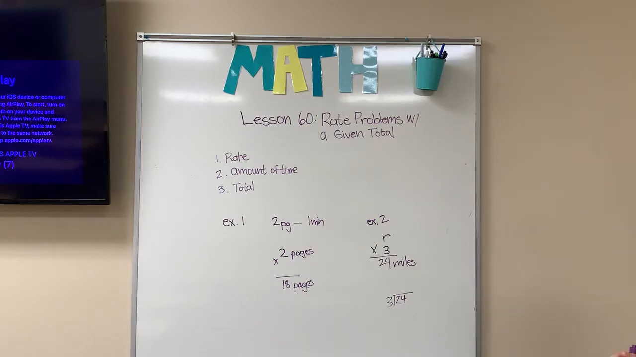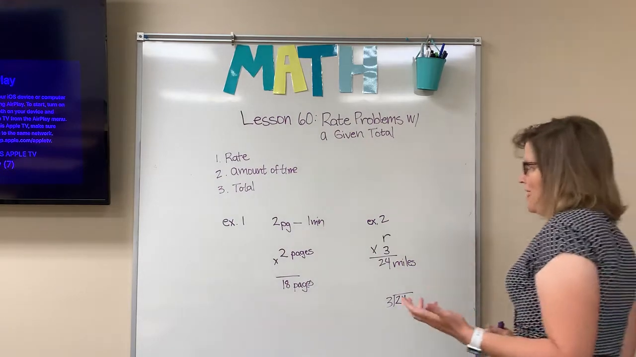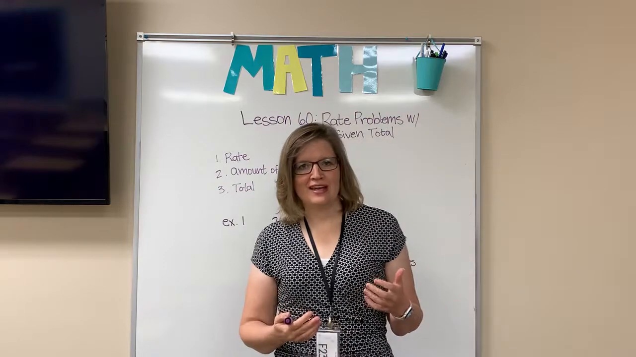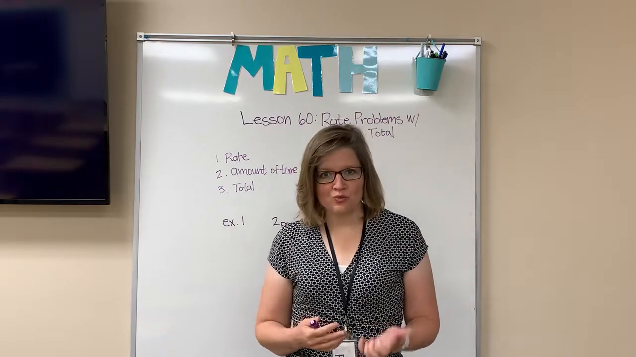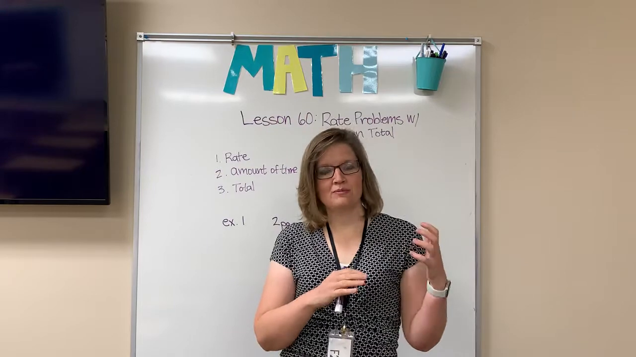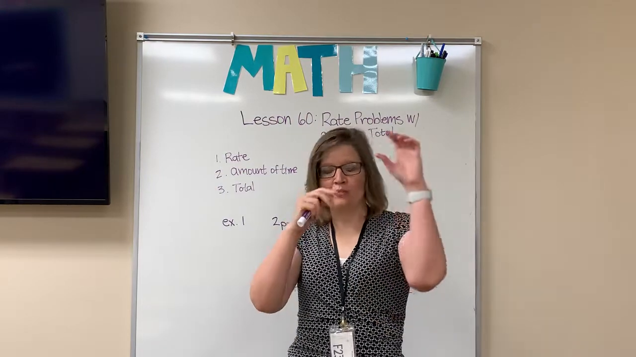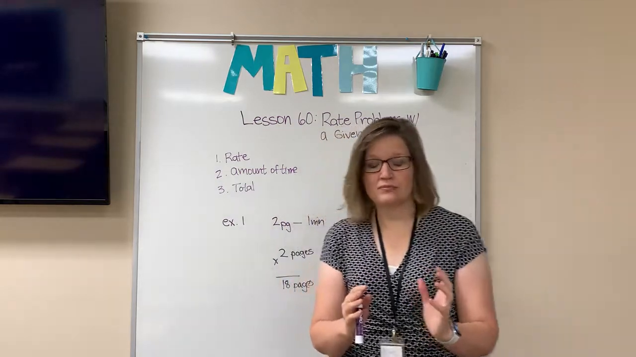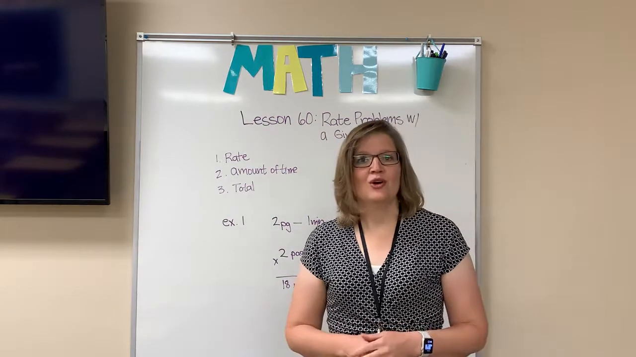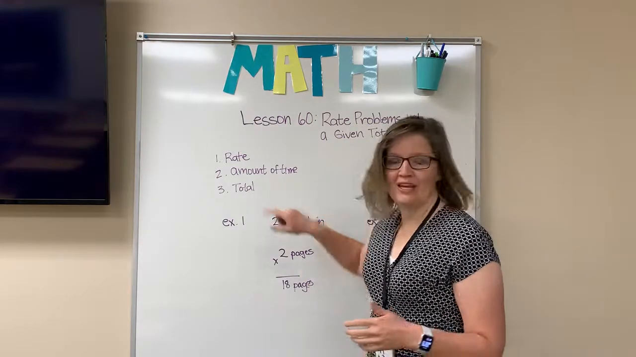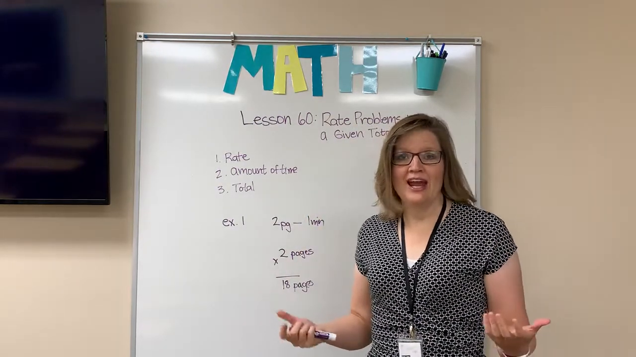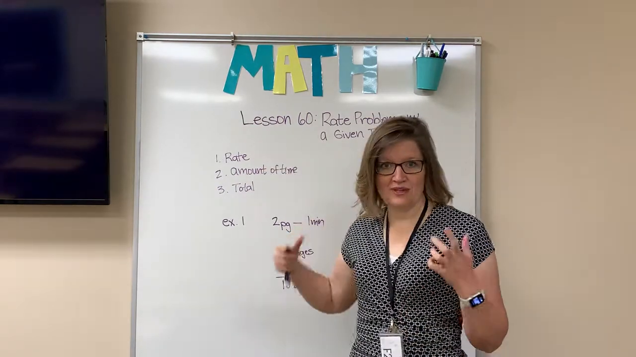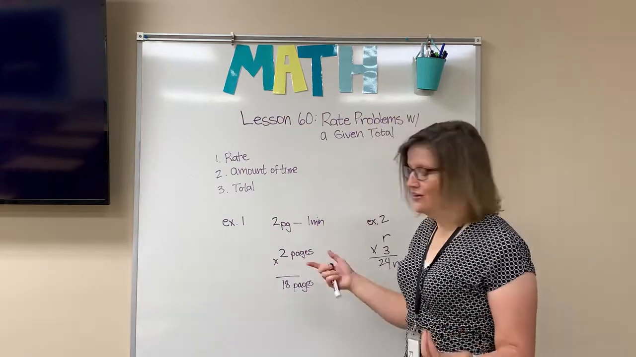60 rate problems with a given total. In the past, we've talked about rates and how to solve different problems involving rate and time, or sometimes rate and amount. Rate is how fast we're doing something, then what we accomplish, and then the total. In this situation, we've been given the total amount, and now we need to figure out either the amount of time or the rate that something's happening. And so here's our first example.